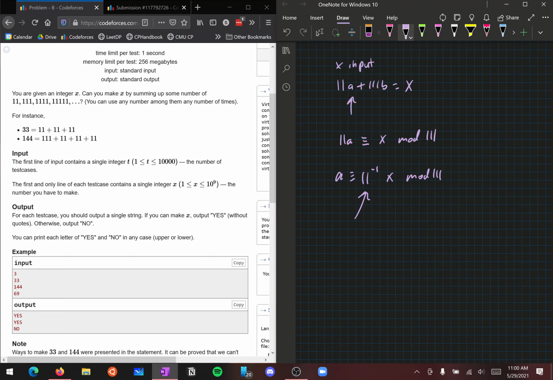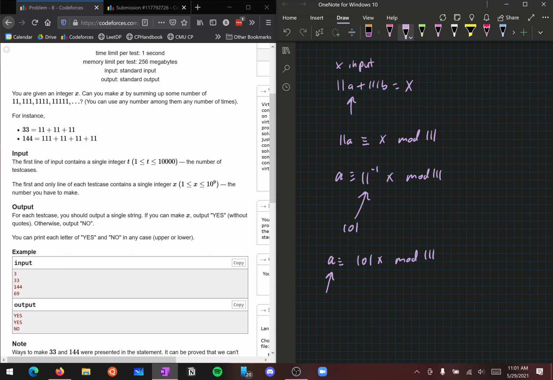It turns out that the modular inverse of 11, and you can pre-compute this, either programmatically, but because you know that in every case it's always going to be 11, you could even just look it up on the internet. So this is going to be 101. So a just boils down to 101 times x mod 111. And so now you have a.